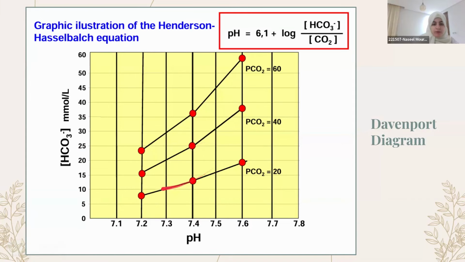Now, we have two other isobars: isobar 20 and isobar 60. The point I want to show you here is that when you have a lower concentration of carbon dioxide, your bicarbonate also goes down. And if you have a higher concentration of CO2, your bicarbonate goes up. So basically these are trying to balance out each other. We're going to go through this type of diagram a lot, soon.